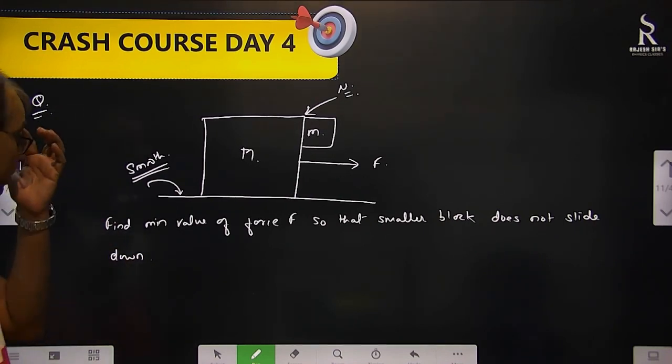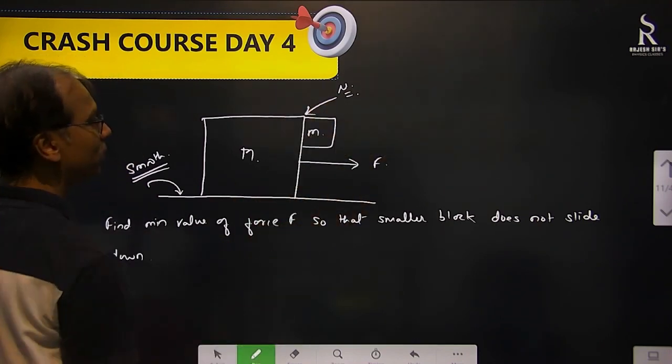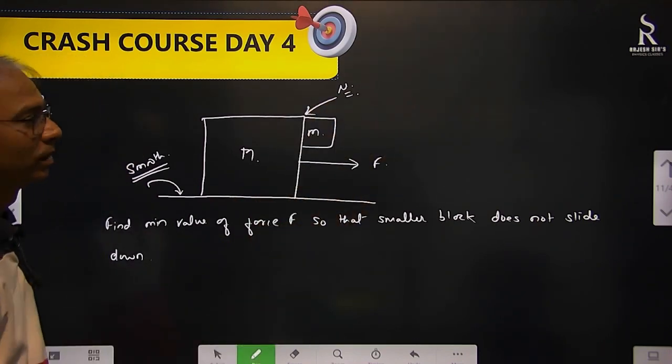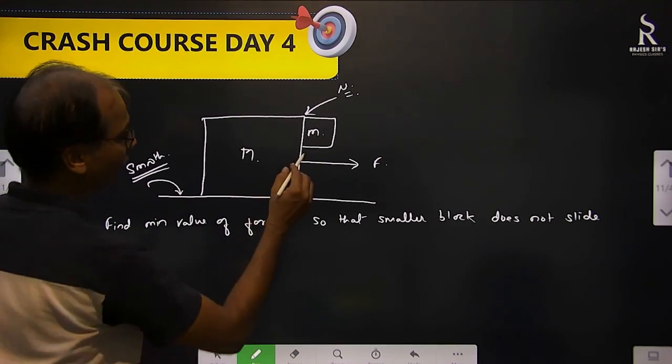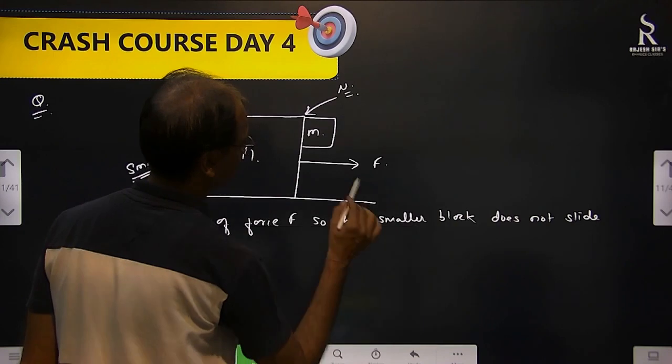Okay, so what's happening here? This force you are applying is horizontal, but this is not coming down. Who can stop it? Now only one force is there. If at all this wants to come down, it wants to come down because of which force? Gravitation.